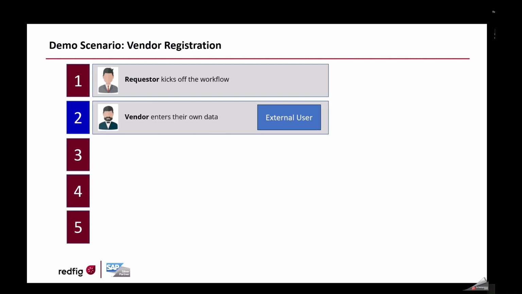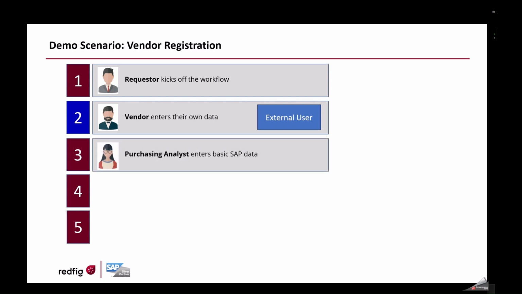Now, in most companies, this would typically require the vendor to correspond with someone internally and send their information via email. However, we'll show you how the Redfig Partnerflow can automatically provision temporary access to external users so they can just provide their information directly on the platform. The third step is completed by a purchasing analyst. This is someone that is familiar with SAP terminology and can fill out specific SAP data.